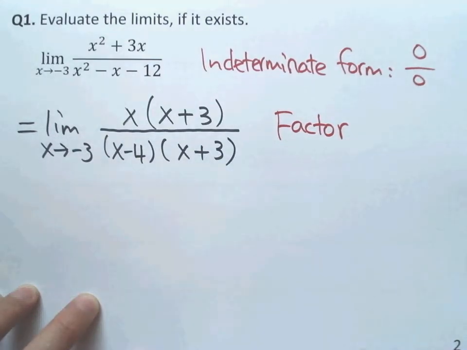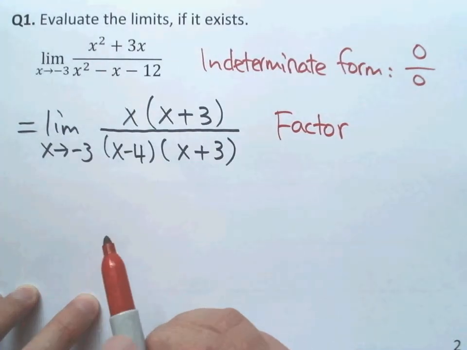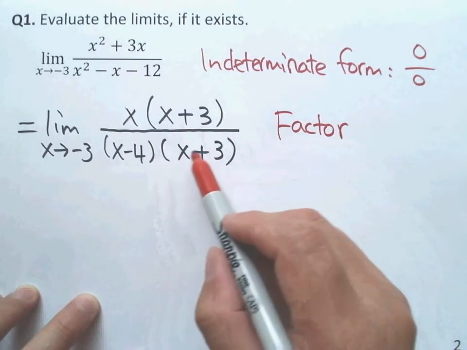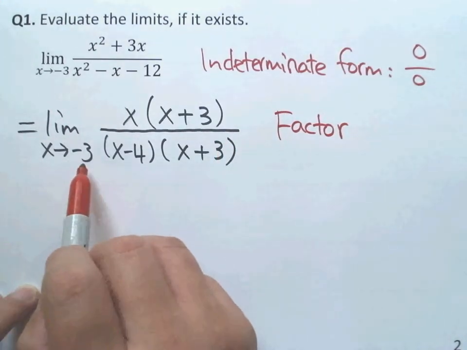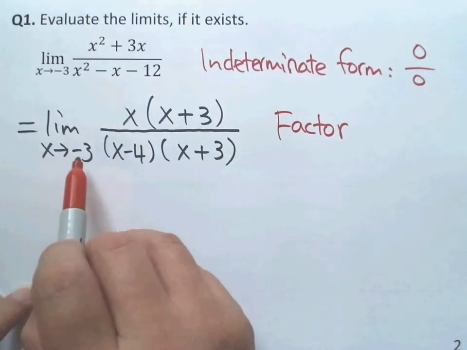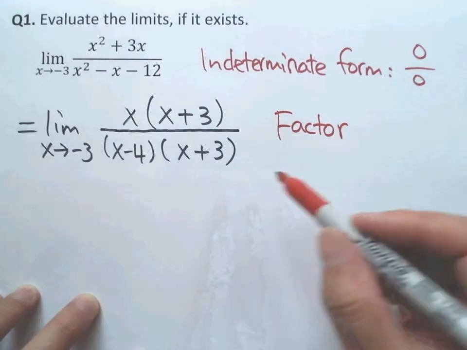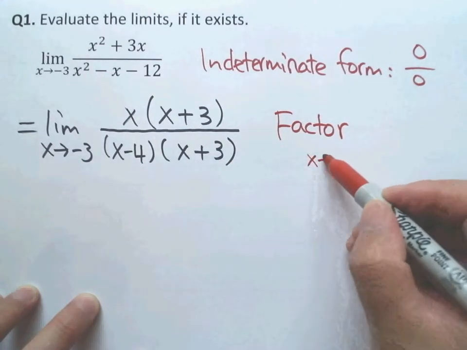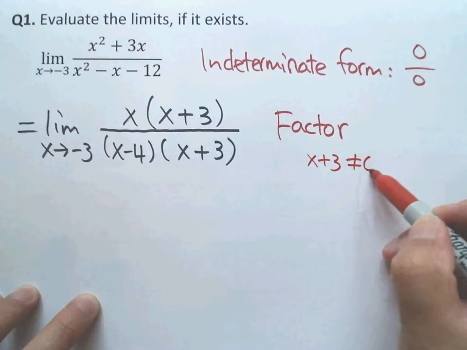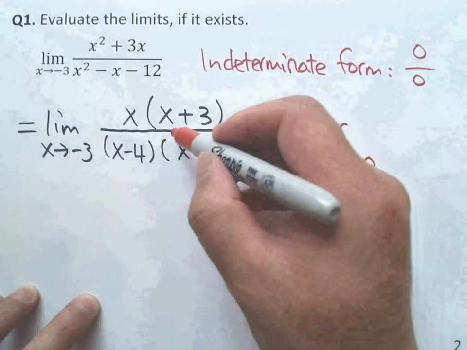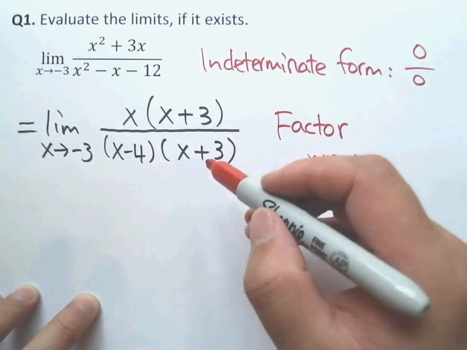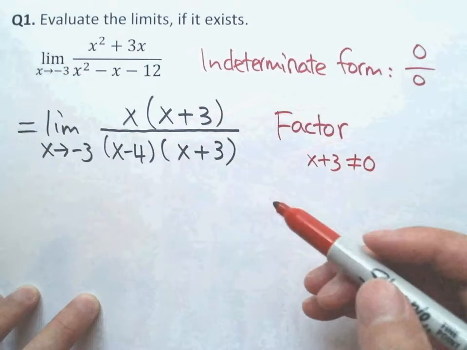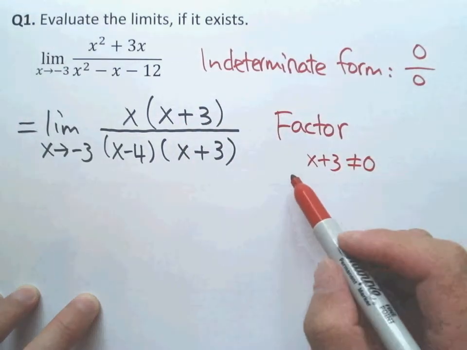That's 2. Okay, you finish the first step. Now what to do? We need to divide it out. Do you remember, when x approaches negative 3, which means x does not equal negative 3, therefore we know x plus 3 does not equal 0. Does not equal 0 means a nonzero number, so we can divide it out. Okay, so we're going to divide it out now. All you need to do is just divide it out.